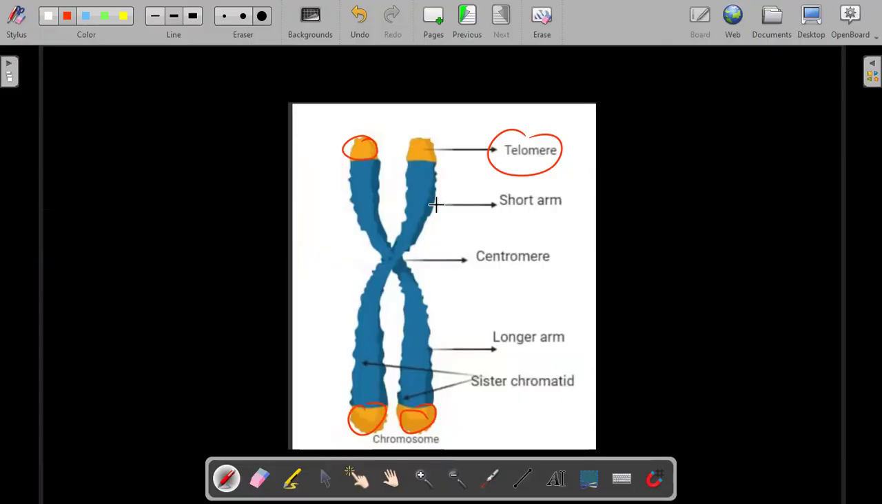Okay, you are going to have arms depending on the type of chromosome. So here you have the short arm. You can see here you have the long arm. You're also going to have sister chromatid there and the centromere. So this is the general structure of a chromosome. Okay, so we are done with question number 17 there.